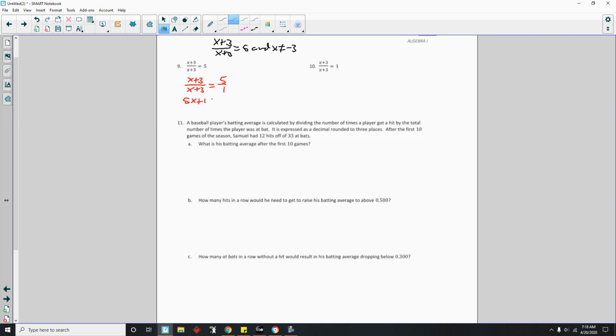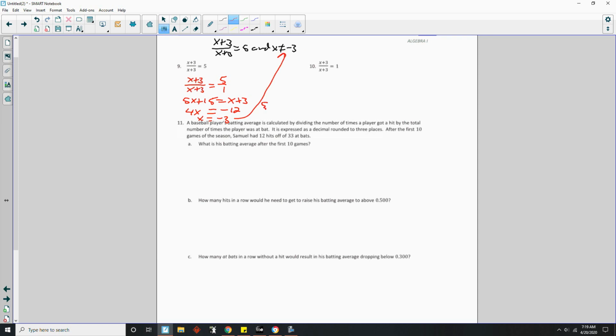5x plus 15 equals, x plus 3 times 1 is just x plus 3. Subtract x from both sides, I get 4x. Subtract 15 from both sides, I get -12. Right? 3 minus 15 is -12. Divide both sides by 4. I get x equals -3.